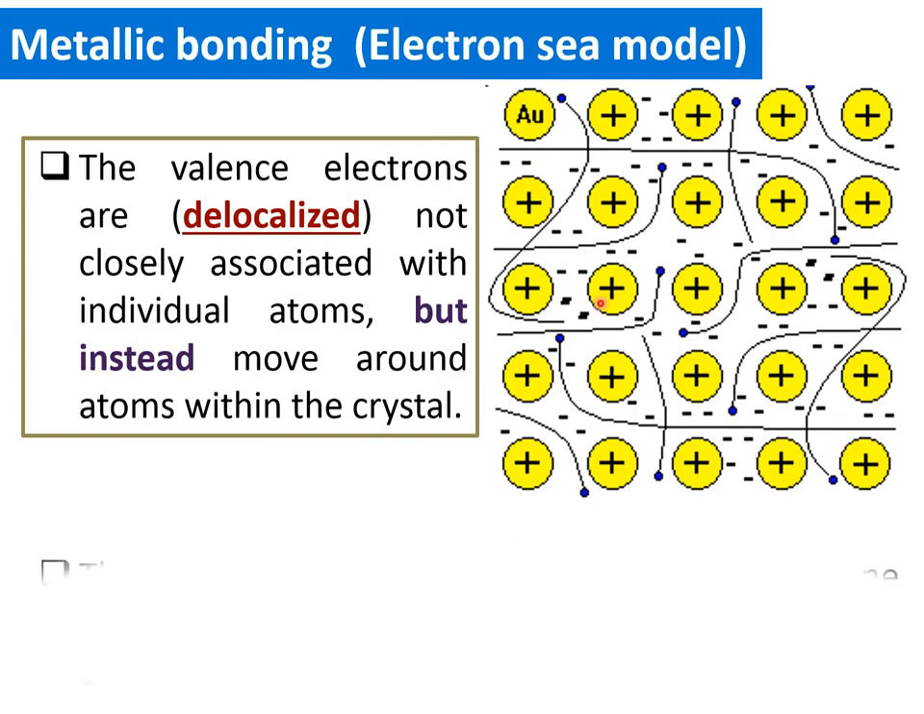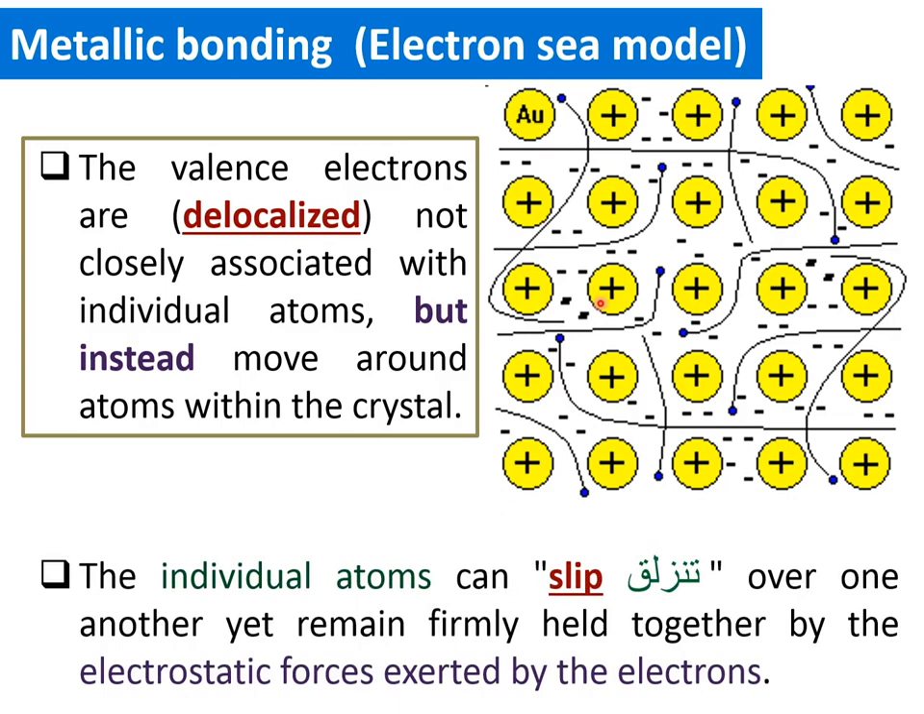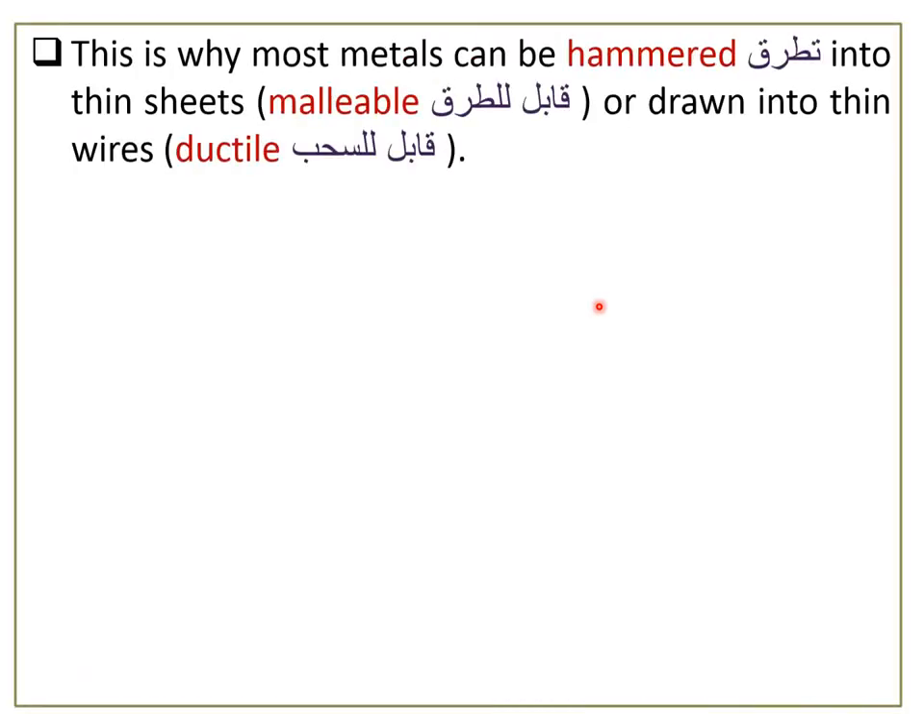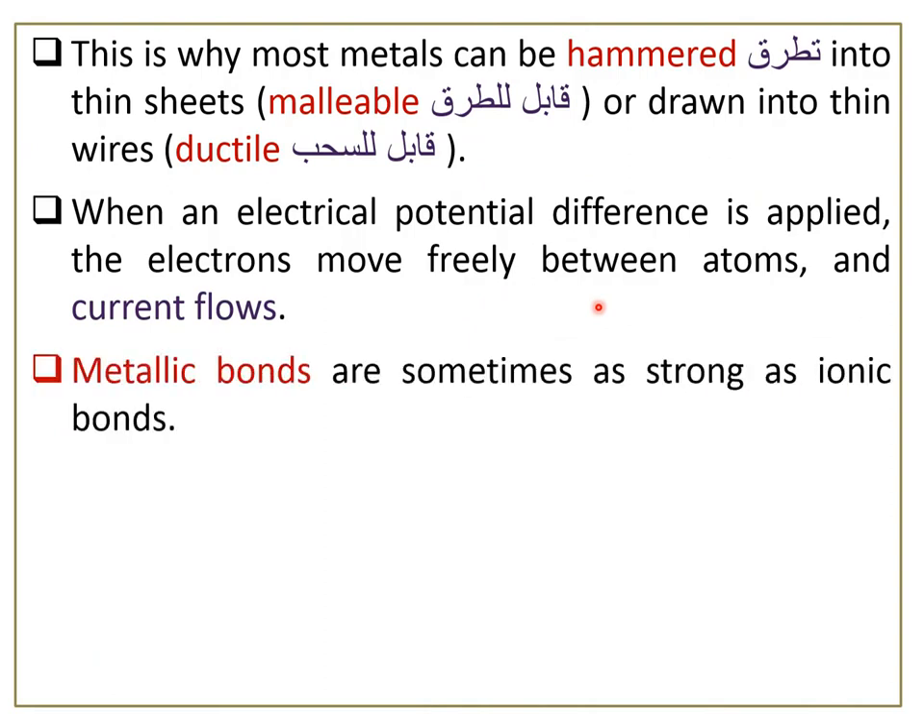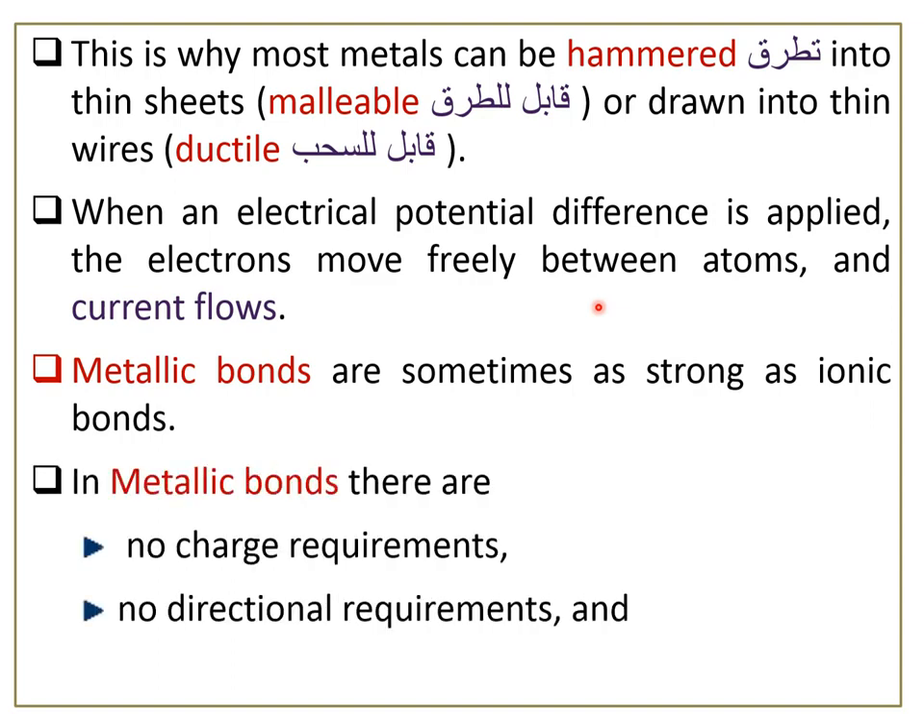These individual atoms can slip over one another yet remain firmly held together by the electrostatic forces exerted by the electrons. This is the reason for malleability and ductility, and also for the current flow if the metals are subjected to an electric field. Metallic bonds are sometimes as strong as ionic bonds. In metallic bonds, there are no charge requirements, no directional requirements, and long-range effects.